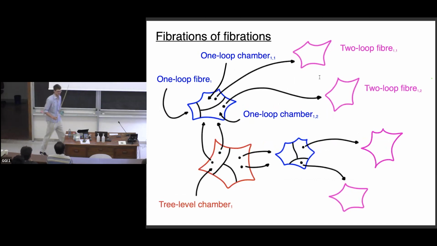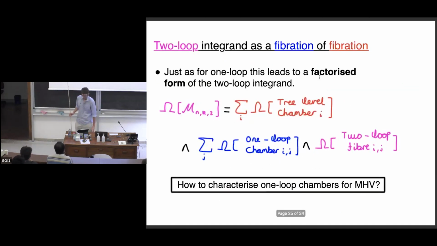Okay, I don't want to say that because I'll lose time, but maybe at the end. Okay, and this is the formula which I refer to as a fibration of fibration. The last thing I want to tell you about is how to characterize the set of one loop chambers for MHV integrands.